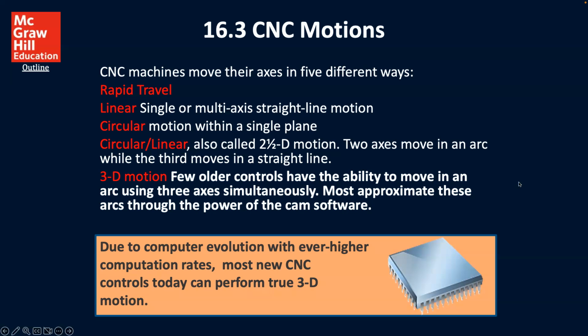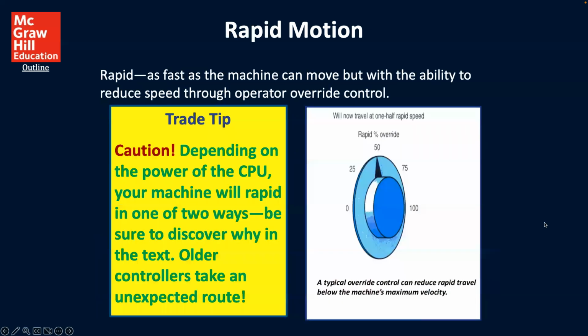And plus 3D motion. Few older controls have the ability to move in an arc using 3 axes simultaneously. Most approximate these arcs through the power of the CAM software. So that's a little bit of an insight into the kind of motions that we're talking about. Due to the computer revolution with ever higher computing rates, most new CNC controls today can perform true 3D motion. So a little bit of a factoid here for us to be considering.